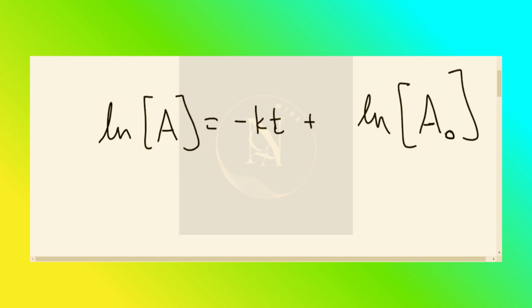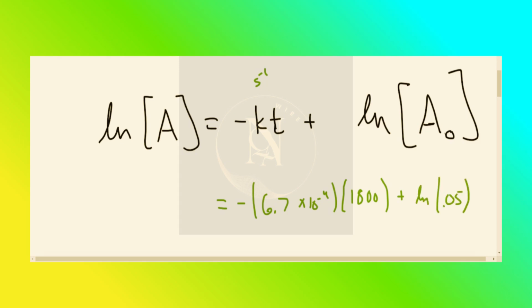So we're given k. So we're going to have minus, and it's 6.7 times 10 to the negative fourth. And we're told that we're looking at it at 30 minutes. Now, remember, the k unit was in inverse seconds, so we're going to have to change 30 minutes to seconds. So you multiply by 60 seconds in a minute, and so we'll have 1,800 seconds for our time. Now, we're told that the initial concentration is 0.05, so plus the natural log of 0.05 is going to be equal to the natural log of what we're looking for.